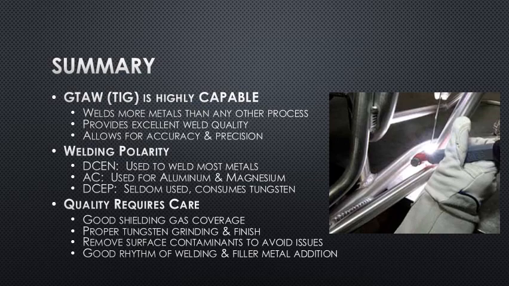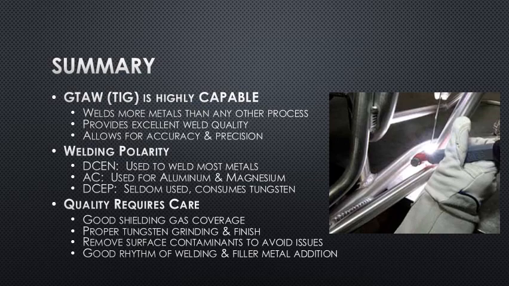Okay, that was a lot of information, but let's summarize. TIG welding is a highly capable process that can weld more metals and metal alloys than any other arc welding process. It provides excellent weld quality and allows for accuracy and precision placement of the weld bead. DC electrode negative is the primary polarity used to weld most metals, except for aluminum and magnesium, and then we're going to use alternating current.